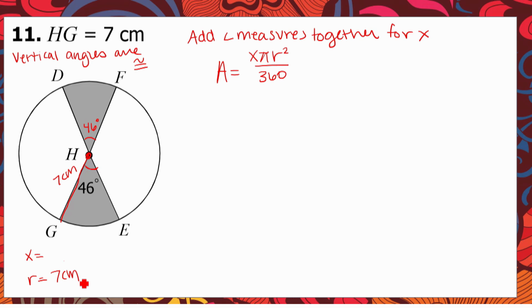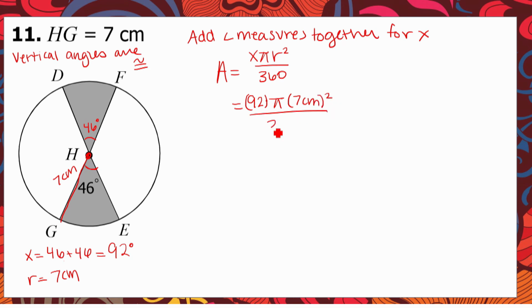And again, in order to figure out what x is, we need to take that 46 plus 46. Okay, we want to have both of the angles. If there's three of them, you got to add all three of the angles together. Okay? That's going to give us 92 degrees. Now that we have x and r, we're good. Plug them in. X is 92. Okay, I'm going to put parentheses to make it a little better. Pi is just a number. R is 7 centimeters. Square it.